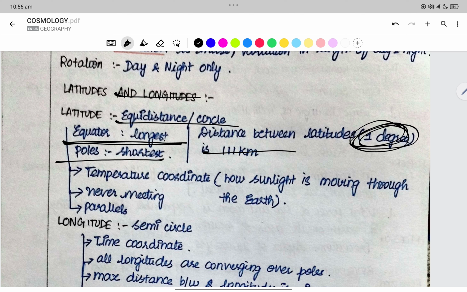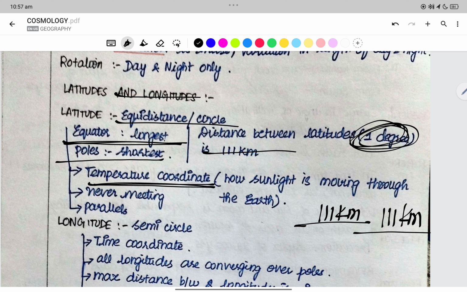Now how do you tell about 1 degree? 1 degree is nothing but triple 1 kilometer. Easy, 1 degree is triple 1 kilometer, right? 1 degree is triple 1 kilometer.